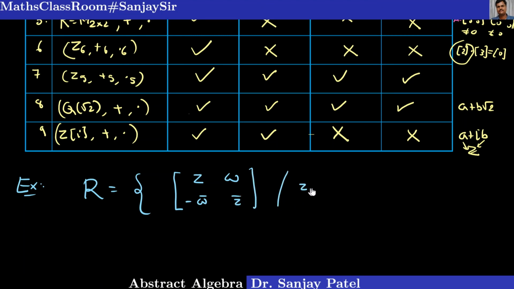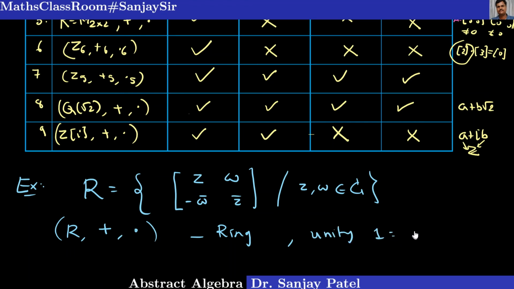This Z and W belongs to C, the set of complex numbers. With respect to addition and multiplication of matrices, we know that it is a ring. This example of a ring we mentioned in our previous lectures, and I gave you the task to verify all the conditions of a ring. So it is a ring. It has a unity element also. Unity exists in this ring.